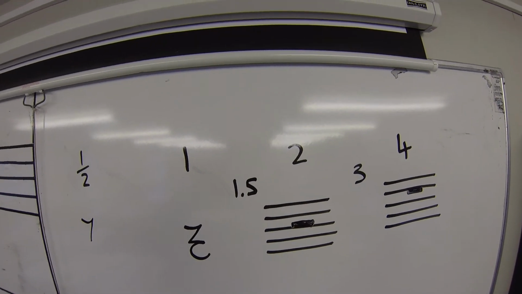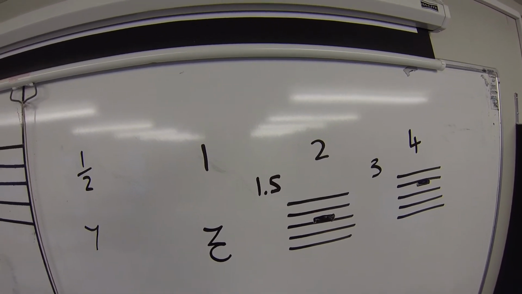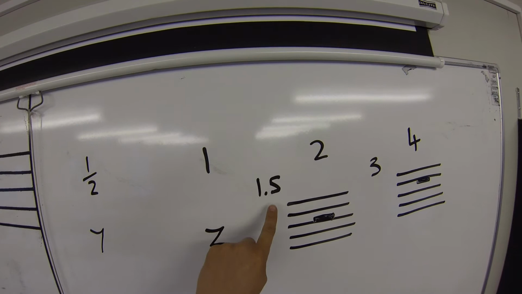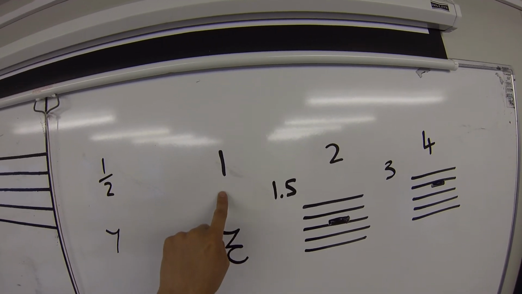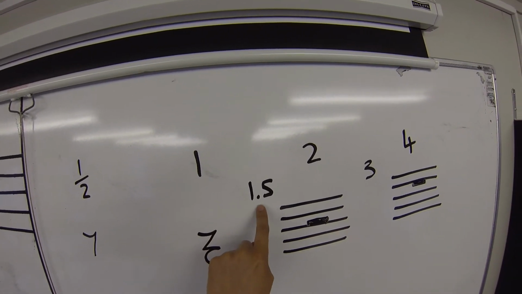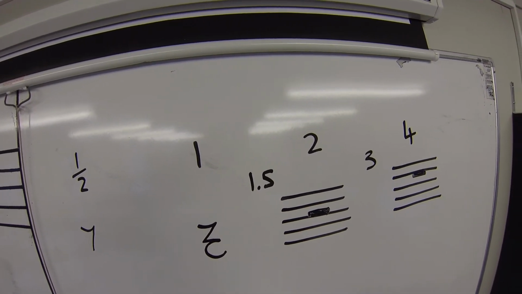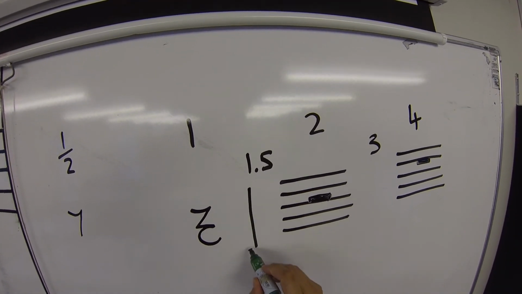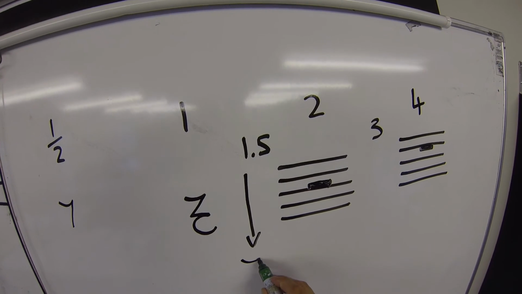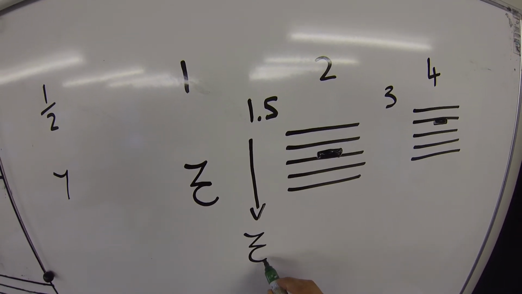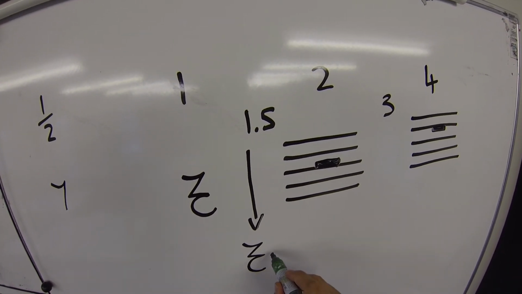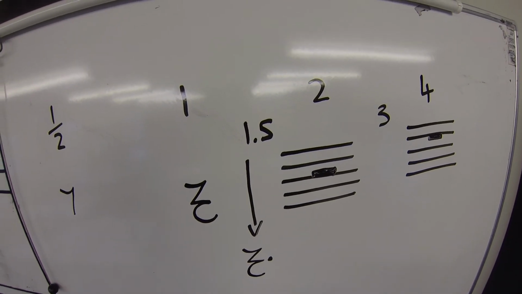Well, we do exactly the same thing as we did with note heads. You'll remember that for a 1.5 beat note, we took the symbol for a 1 beat note and we added a rhythm dot to it. So let me just write that here. We're going to take a 1 beat rest and we're going to put a rhythm dot next to it.